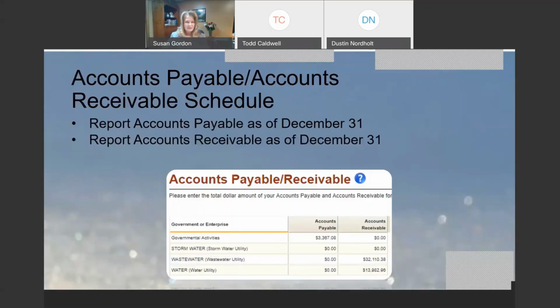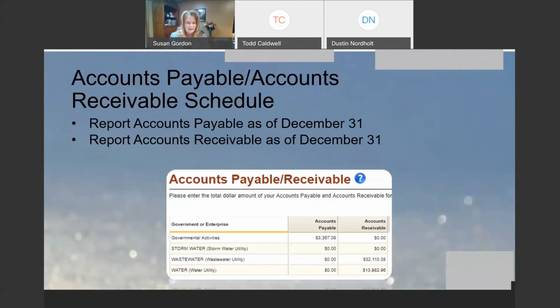Accounts receivable and accounts payable, you're going to report those both as of December 31st. We don't get a lot of questions on this table, but we do see that there are a lot of AFRs that don't have this completed correctly. Accounts payable is just amounts for goods or services that your unit has received in 2020 but not paid for until 2021. An example would be claims or invoices. Let's say you went to the office supply store in December and got some supplies, but you're not paying for that until January. That would be an example of an accounts payable.